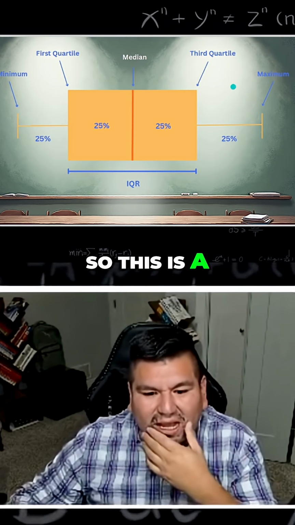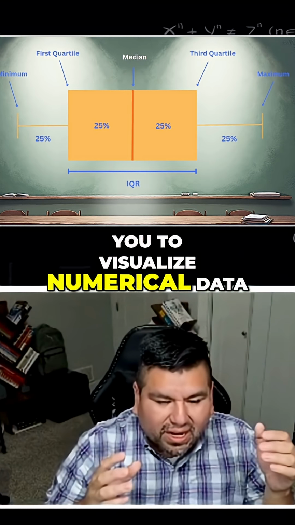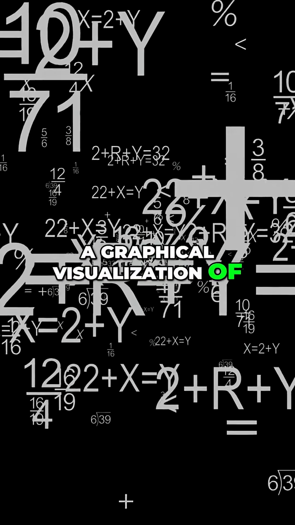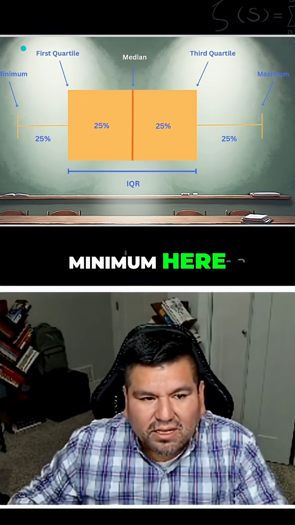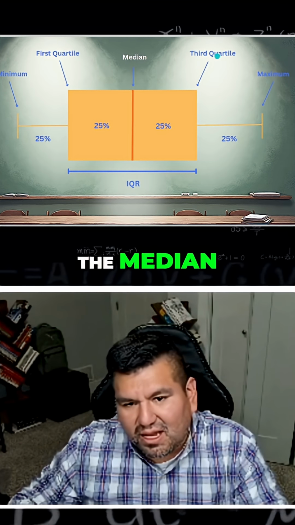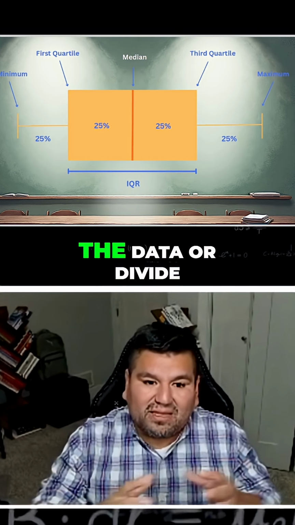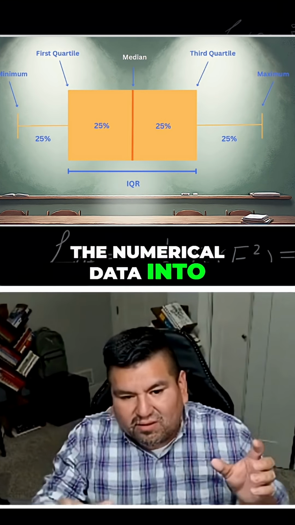This is a graphical tool that allows you to visualize numerical data, and in particular it is a graphical visualization of the 5 summary numbers. So we see the minimum here, the first quartile, the median, the third quartile, and the maximum. These 5 numbers divide the numerical data into 4 equal sized buckets. Each bucket contains 25% of the data.